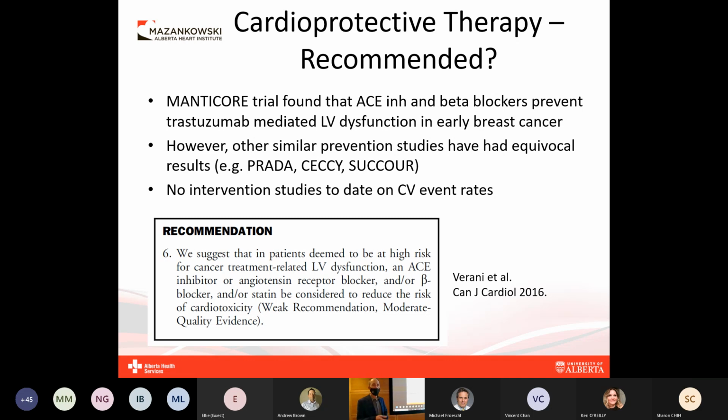Other groups, however, have not had the same results. It hasn't been exactly the same patient population. It was largely anthracycline-based treatment, and they used other beta blockers. One used metoprolol, another used carvedilol, but nevertheless, there is conflicting data out there. Despite that, we published recommendations in 2016 saying that in high-risk patients receiving trastuzumab or anthracycline, you could consider a prophylactic ACE inhibitor or a beta blocker.